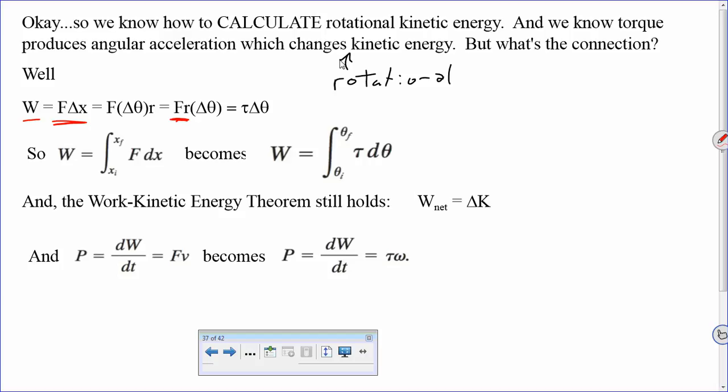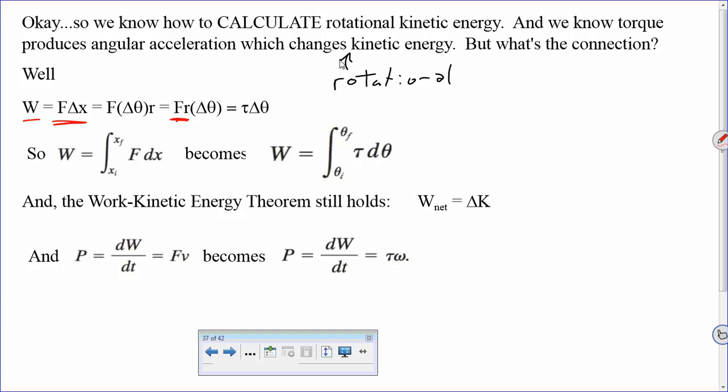When we learned about work, we learned that work was equal to the integral of your force with respect to the position. And so likewise, this becomes the integral of torque with respect to angular position, by the exact same logic that we used the first time through. And the work kinetic energy theorem, that your net work is equal to your change in kinetic energy, still holds. So if your object loses 10 joules of rotational kinetic energy, then there's 10 joules of net work being done, negative, I guess.